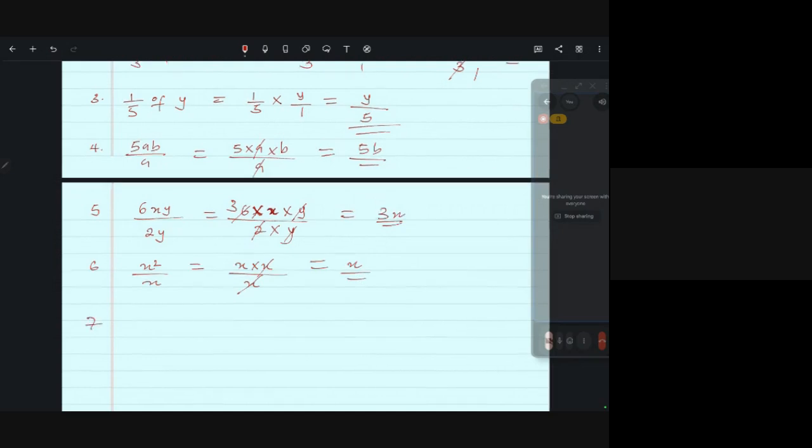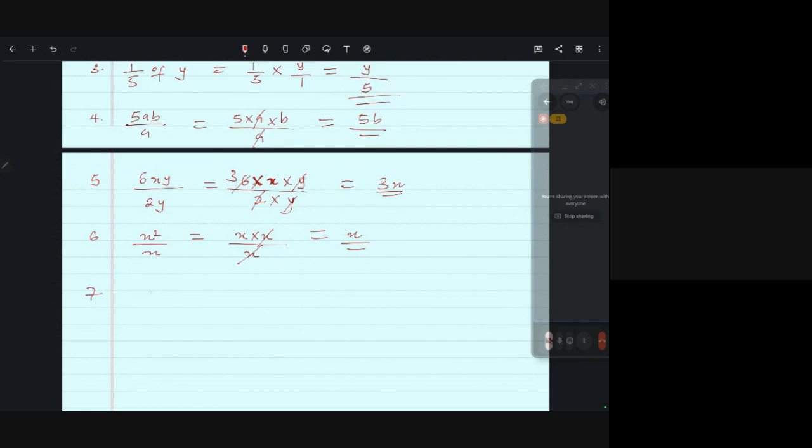Question 7, I have 24x squared y over 3xy. So this is where it gets interesting. So 24 times x squared is x times x times y over 3 times x times y. Now x cancels x, y cancels y, and 3 here 1, 3 in 24 is 8. So in the numerator, in the upper part, we only have 8x left, and in the denominator we only have 1. So that's 8x over 1, which is 8x.